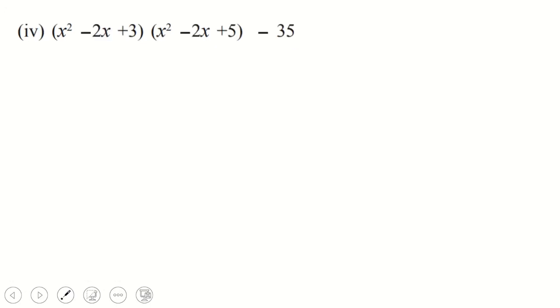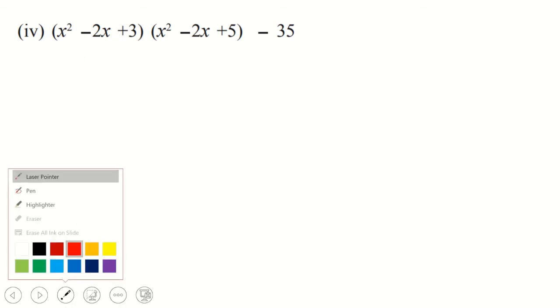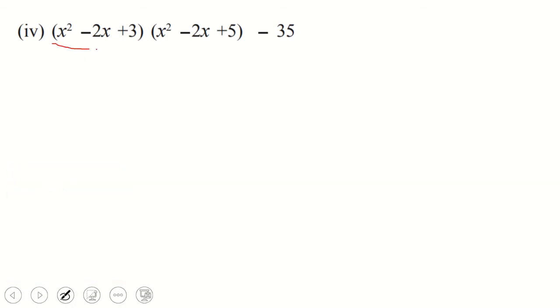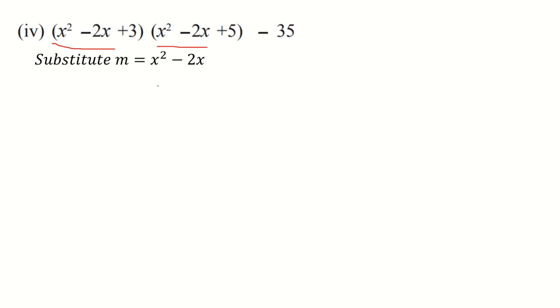Question number 4 here. Okay, so for question number 4 you can see the question here, two brackets are given, but you will find that the first two terms are same here. So whatever you get same, you mark it. You know that in place of these same terms we are going to substitute. So we are going to replace these two terms by the letter m. So let us write down. Substitute m is equal to x square minus 2x. Okay, so after substituting this means what, we are going to replace this by m.